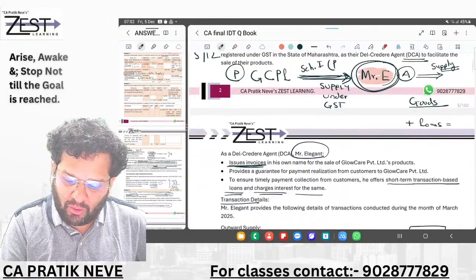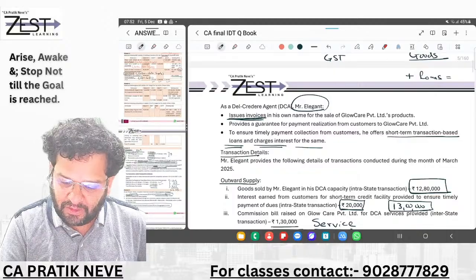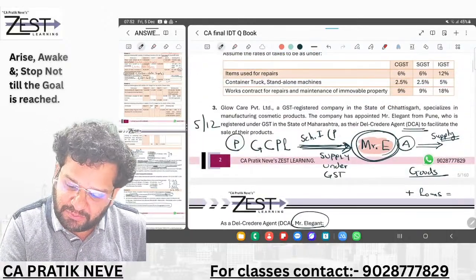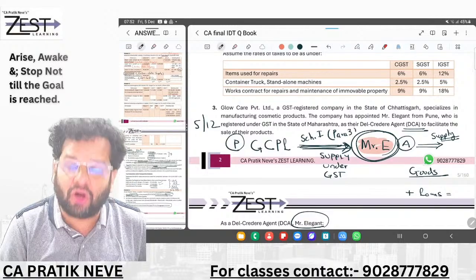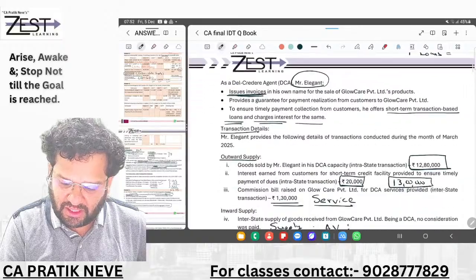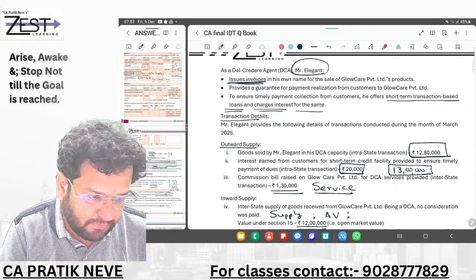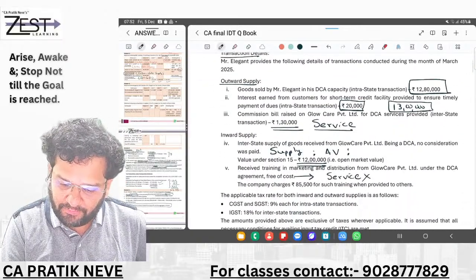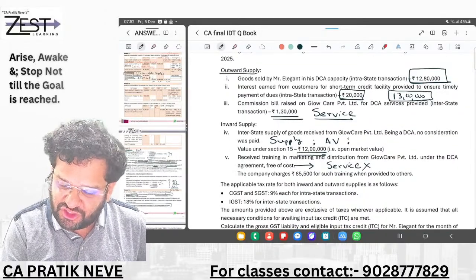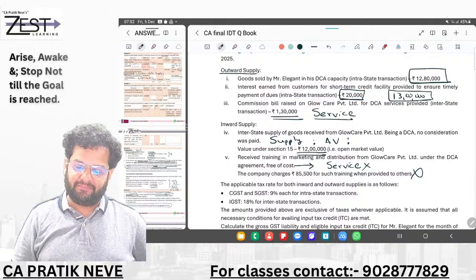Okay, so now what happens? Goods is supply, but service is not supply. Yes, this is as per para 3 of schedule 1. Okay, now see. Okay, good. The company charges 85,500 for such training, so this is not a supply.